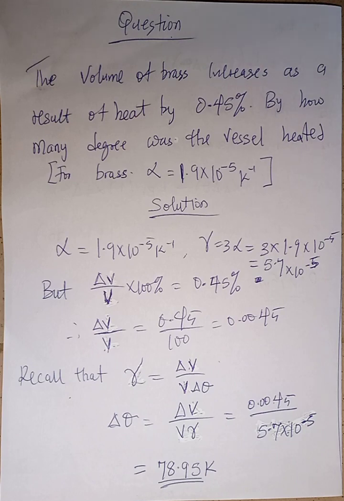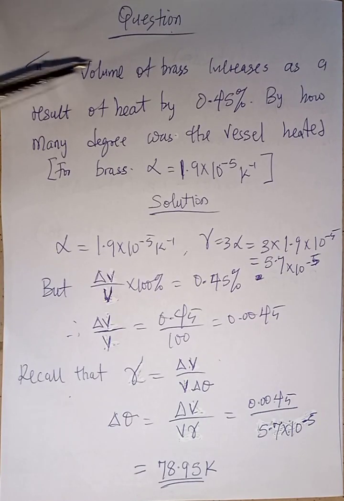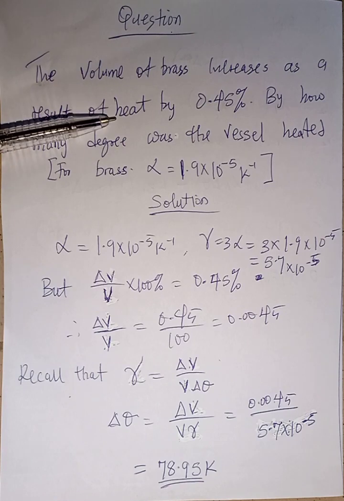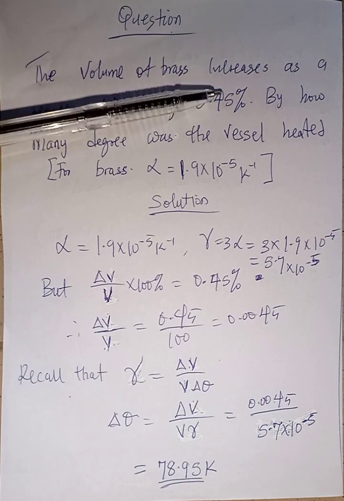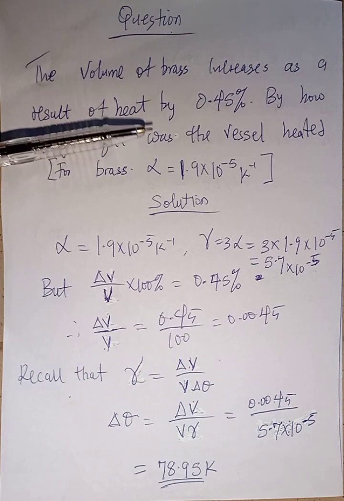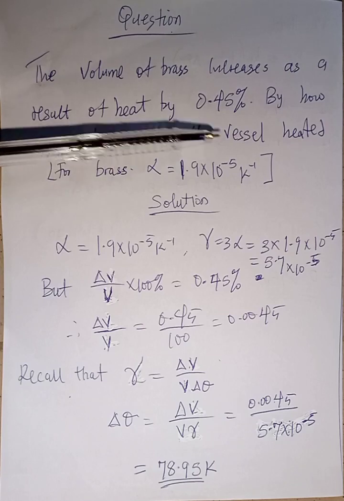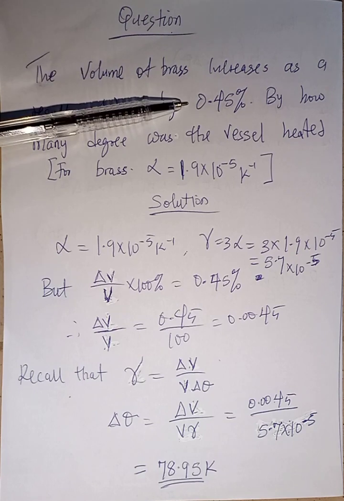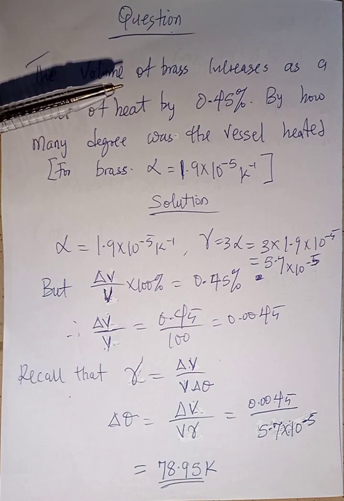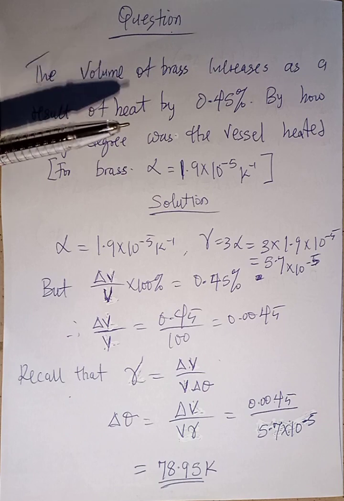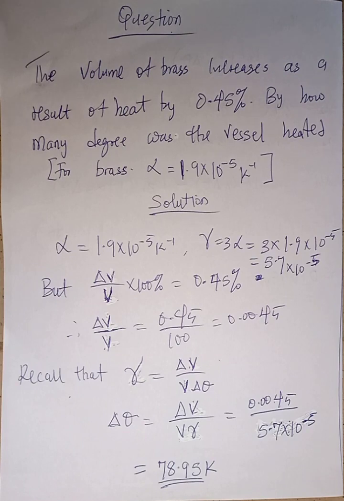Now, what is the question actually all about? The volume of brass increases as a result of heat by 0.45%. By how many degrees was the vessel heated? Now the question is, if the volume of brass increased because it received heat by this percent, then by how much was the vessel heated? How much temperature did it gain? So that's the change in temperature. That's what they are trying to ask.